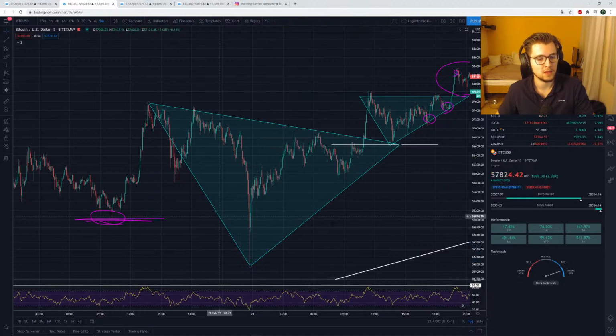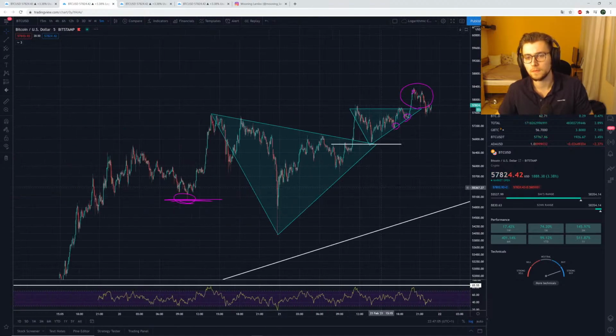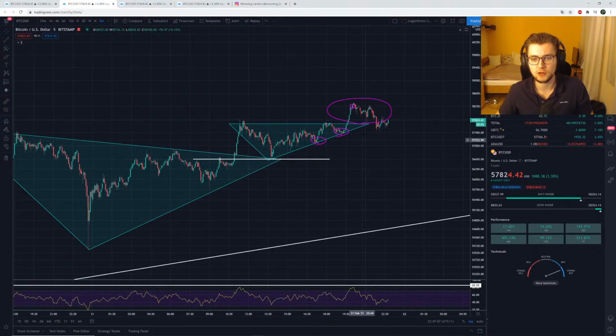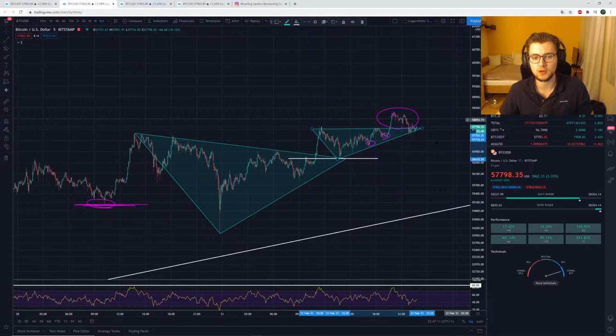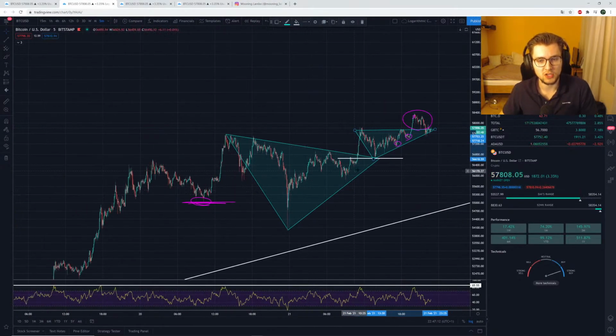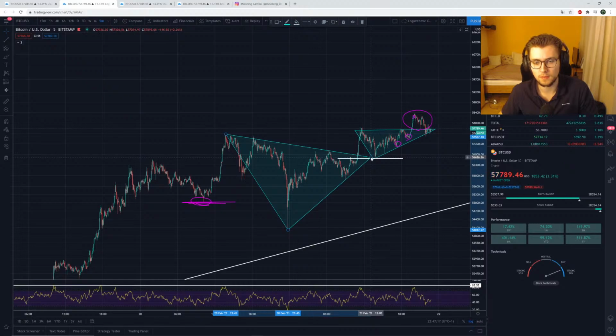So yeah, this is like my approach here of trading. So once I recognize a bigger pattern, which I would actually like to trade and have skin in the game, basically.